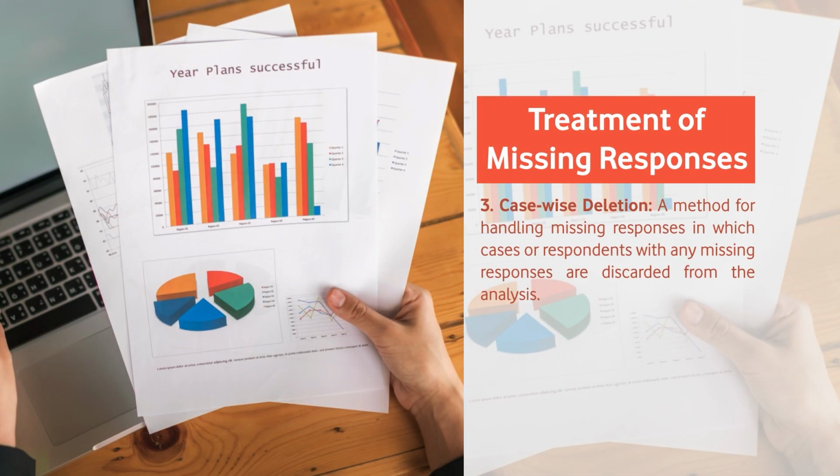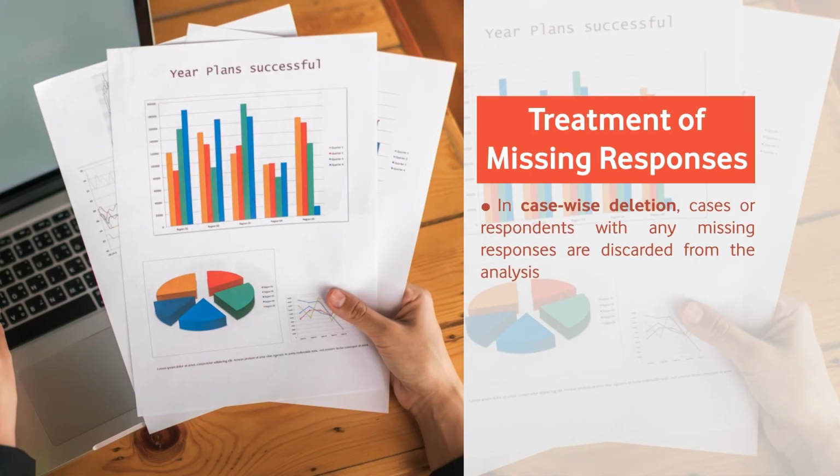This is how we can try to understand the options we have seen so far. The first option is substituting a neutral value. The second option is substituting an imputed response, right? And the third option for the treatment of missing values is case-wise deletion. Case-wise deletion is a method for handling missing responses in which the cases or the respondents with any missing responses are discarded from the analysis, right?